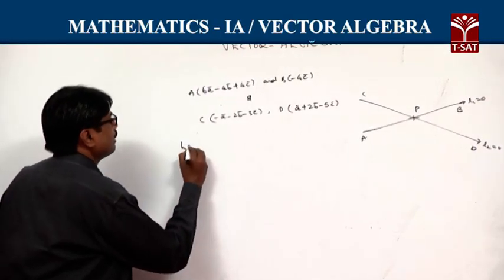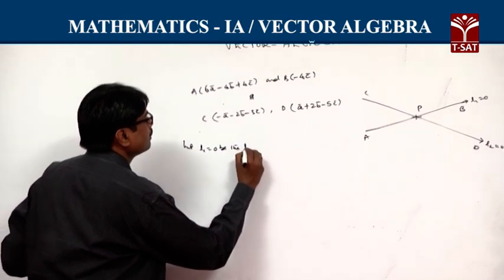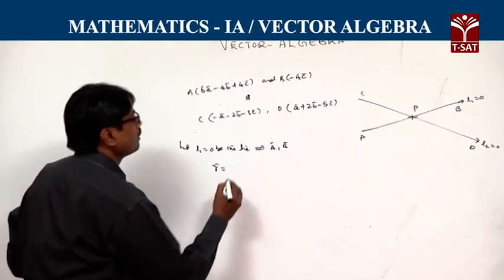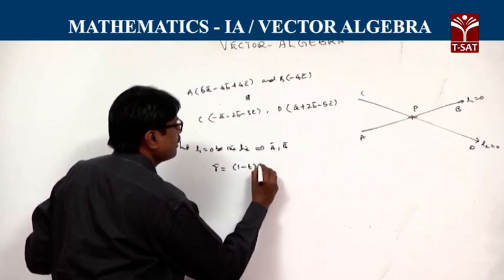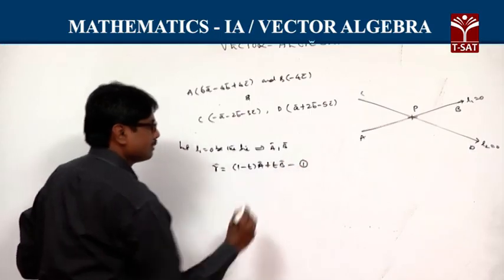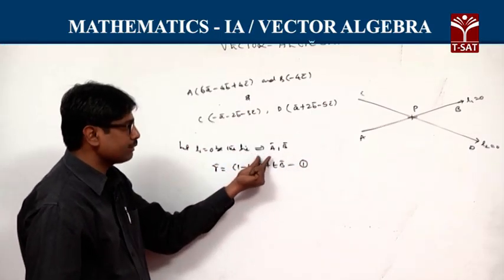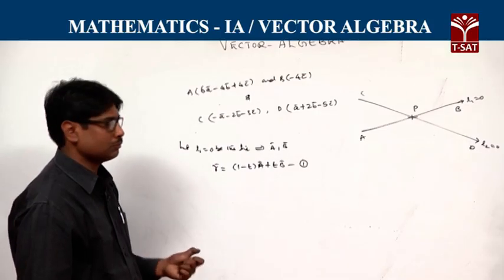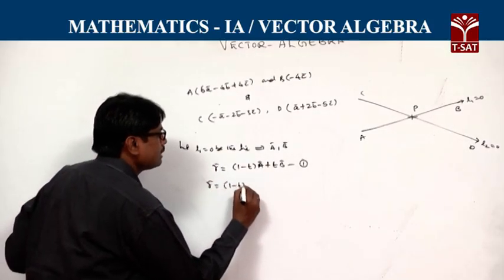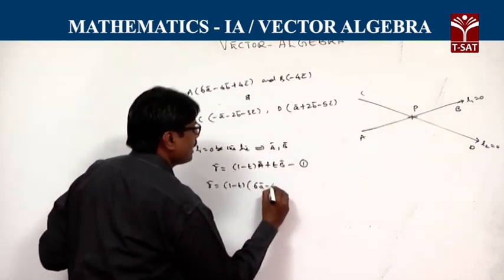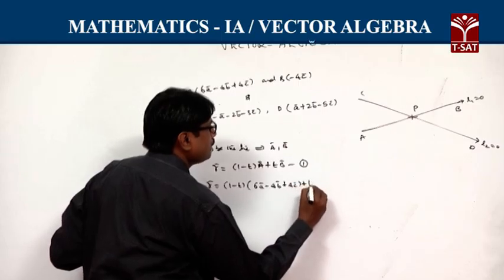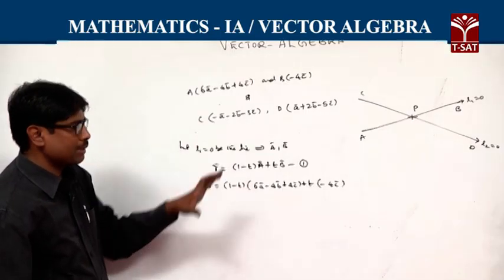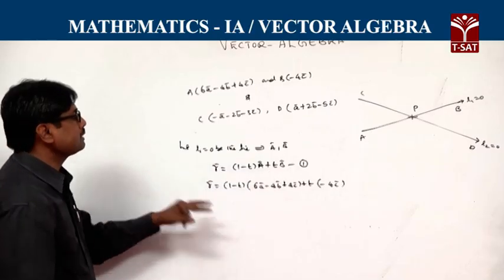Let L1 equal to 0 be the line passing through A bar B bar, that is R bar is equal to (1 minus T) times A bar plus T B bar. Just now we derived it. The vector equation of the line passing through two vector points A bar B bar is R bar equal to (1 minus T) into A bar plus T B bar. That is R bar is equal to (1 minus T) into (6A bar minus 4B bar plus 4C bar) plus T into (minus 4C bar), where T is a scalar.